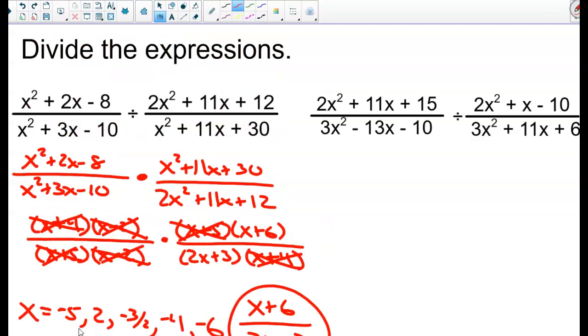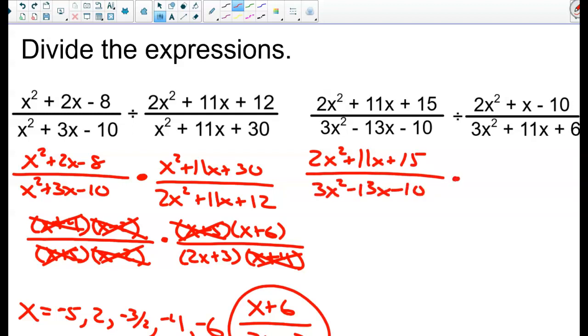Sorry, with the division here, my first step, 2x squared plus 11x plus 15 over 3x squared minus 13x minus 10. We multiply, we flip first. We're not doing anything until we flip. So that flip has to go first. Now I'm factoring.